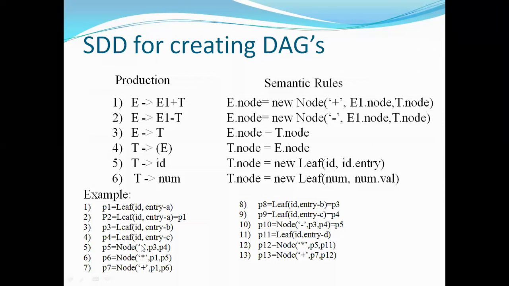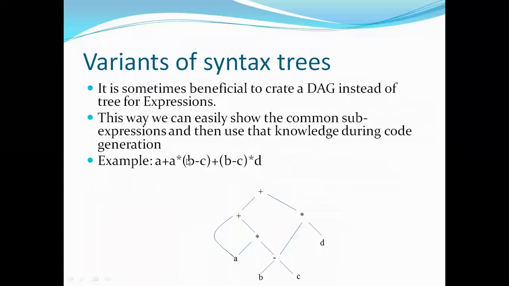And what is P5? B minus C. That means here I am constructing a node. I am using a semantic action, make node or new node of minus E1 dot node comma T1 dot node. This E1 dot node was stored in some pointer with a sequence number, and T dot node is stored with some pointer with a sequence number. That means minus: P3 is B, P4 is C. The meaning of P5 is P3 minus P4, that is B minus C. So we get a sub expression B minus C, right?